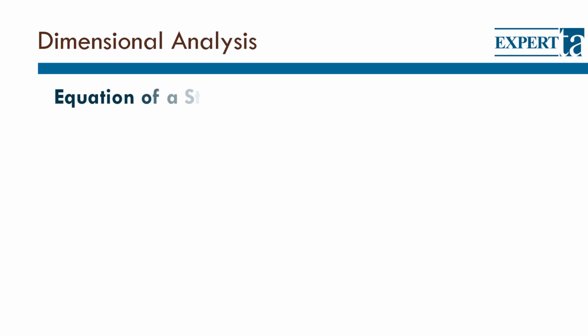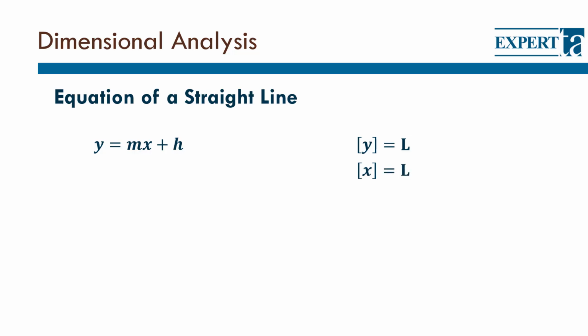Let's look at the equation of a straight line: y equals mx plus h. Let's take the dimension of y to be L, so distance or length, and let's take the dimension of x to be L as well, so length or distance. And we have to find out the dimension of m and the dimension of h. Enclosing these letters in square brackets means that we are trying to look for its dimension. Given this equation, y equals mx plus h, this equation has three terms: y, mx, and h, and the dimension of each term has to be the same for this equation to be consistent.